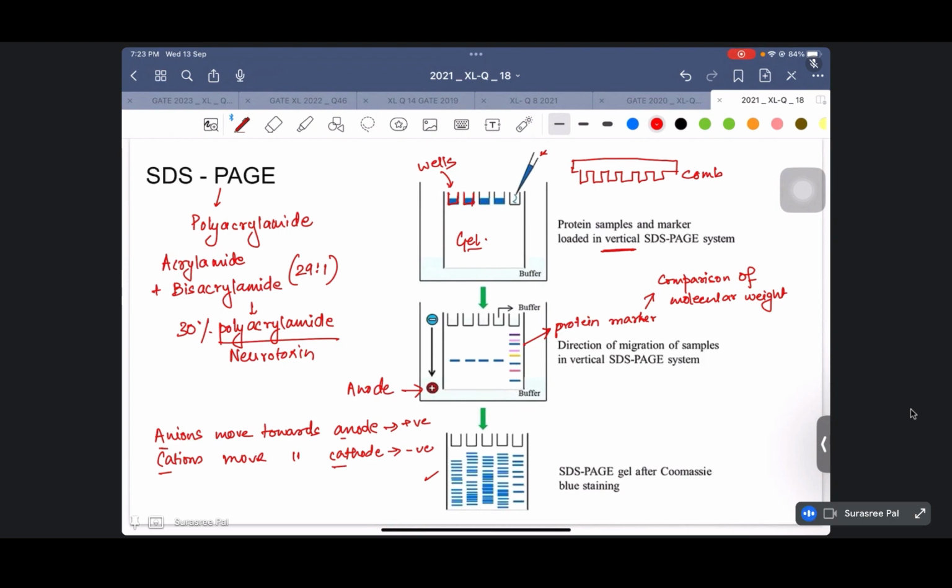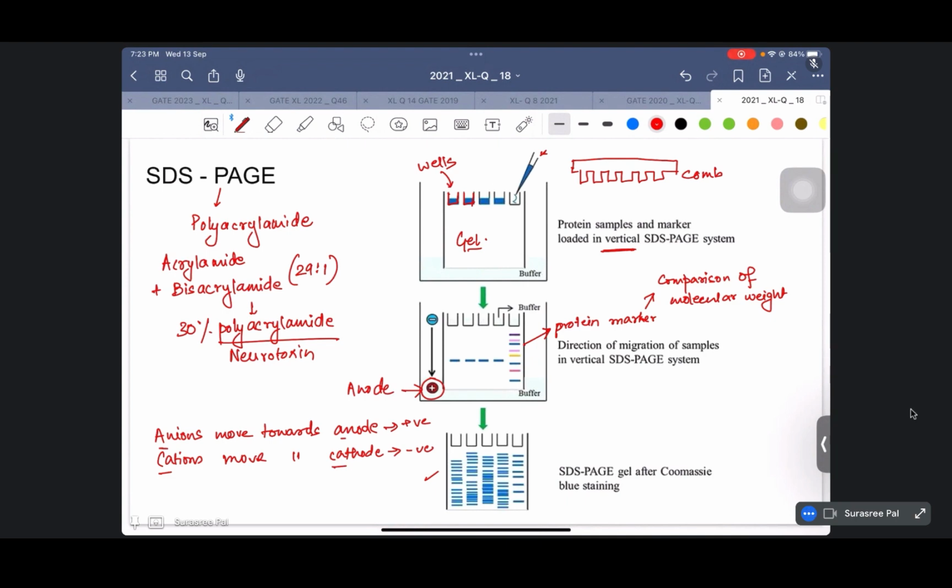All right. Now, when we apply electric voltage, the negatively charged proteins move towards the positively charged electrode, which is the anode. While moving towards it, the proteins have different molecular weights, which means some proteins are larger and some are smaller. The smaller proteins face less resistance, so of course they move faster through the polyacrylamide gel.